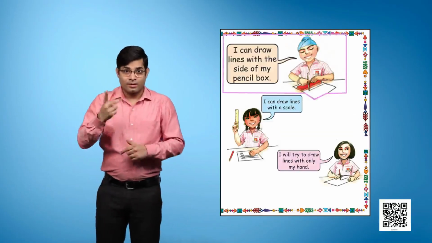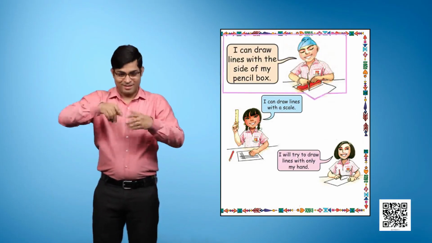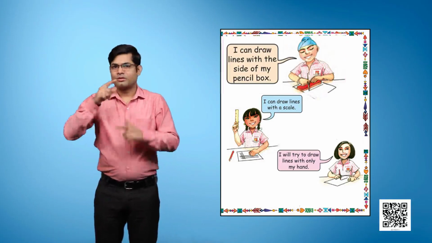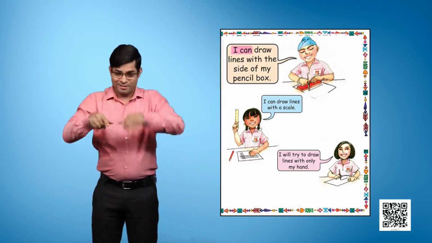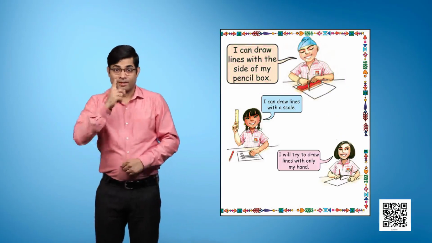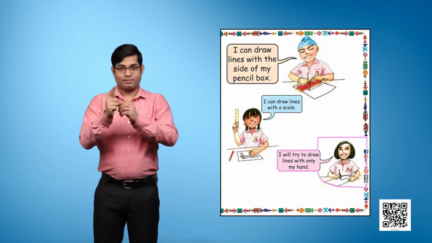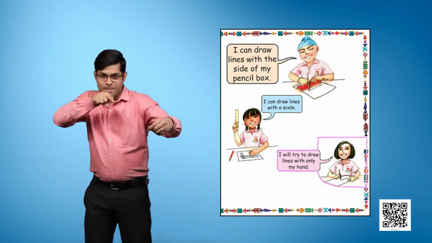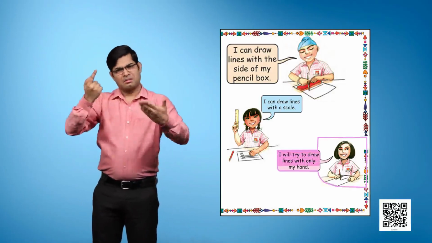Picture 2 shows Jasbir is drawing a line using pencil and pencil box on the paper, which is kept in front of him. He is saying, "I can draw lines with the side of my pencil box." Picture 3 shows Raima is drawing a line with pencil on the paper which is kept in front of her. She is saying, "I will try to draw lines with only my hand."